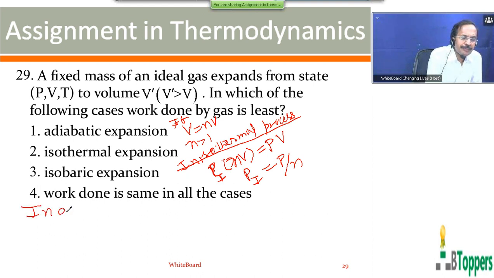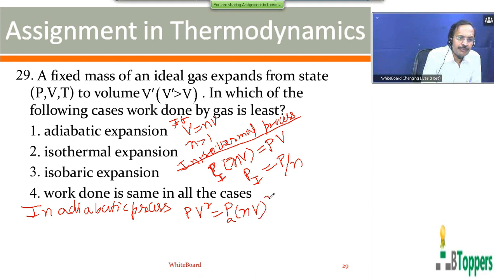In the adiabatic process, the relationship between pressure and volume of the gas is given by PV to the power gamma is constant. So the final pressure in the adiabatic process, denoted by P_a, with final volume nV, you can write as P by n to the power gamma. Simplified, P to the power gamma gets cancelled on both sides. Here gamma is greater than 1, n is also greater than 1.